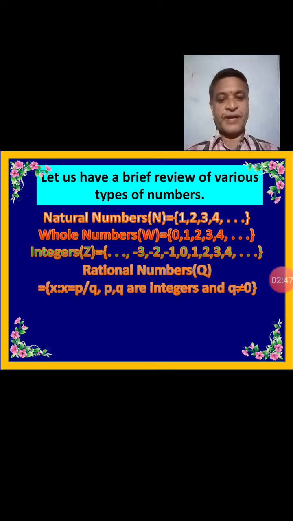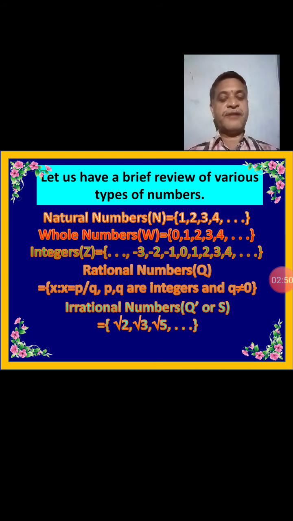Similarly, all the whole numbers are in the set of integers, and all the integers are in the set of rational numbers. And there are other numbers, those are called irrational numbers. Those are denoted by Q dash or S. Generally, irrational numbers are in the form of root 2, root 3, root 5 and so on. Root 4 is not in this set because 4 is a perfect square, so 4 has a root, that is 2, so that is an integer.